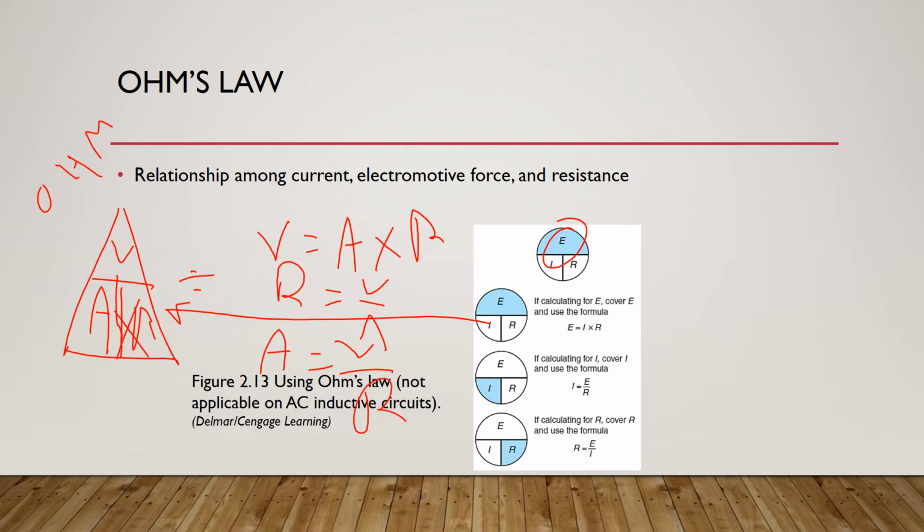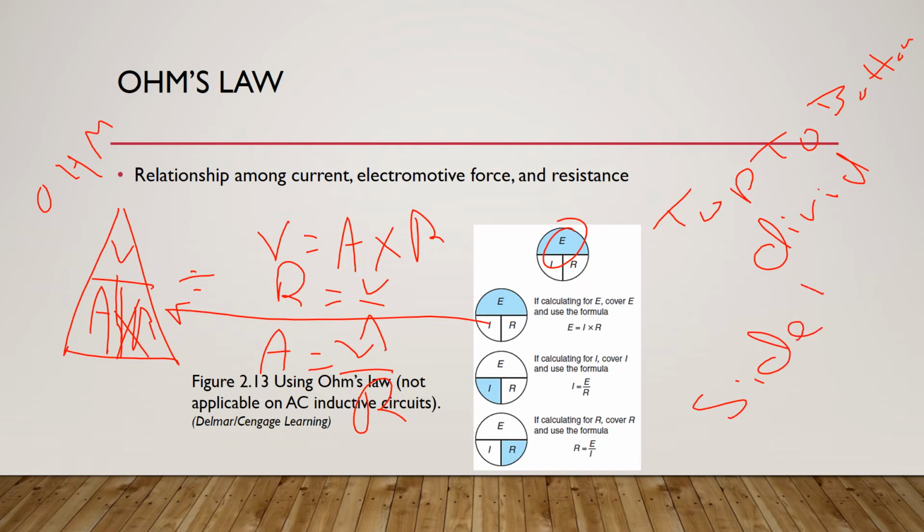So whatever you're missing, you will use the relation from top to bottom, divide, and side by side, multiply.